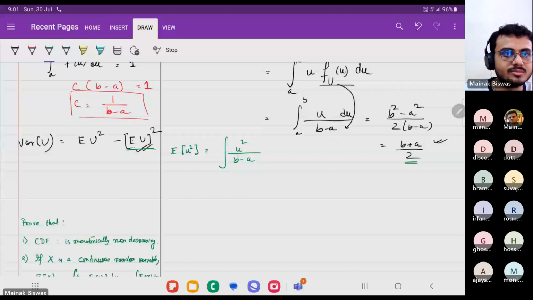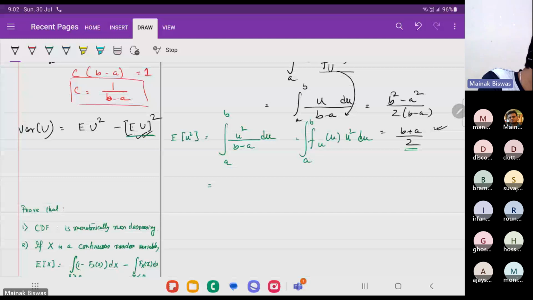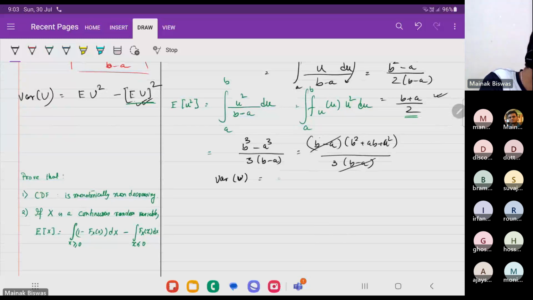This is the integral that you need to find. So what is this going to be? B cube minus A cube by 3 into B minus A. Very good. So what is this? B minus A into B square plus AB plus A square by 3 into B minus A. So you have variance of U is equal to B square plus AB plus A square by 3 minus B plus A whole square by 4.